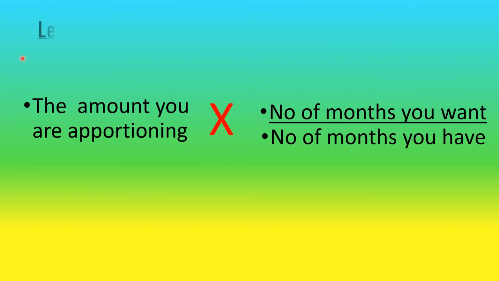Let us look now at the formula that will help us solve all these accrual, prepaid, and income received in advance adjustments. The formula is as such: the amount you are apportioning, multiplied by the number of months you want, divided by the number of months you have. So take a minute, pause this video, and learn this. Number of months I want over number of months I have. So what I want over what I have. Learn this and then continue the video.